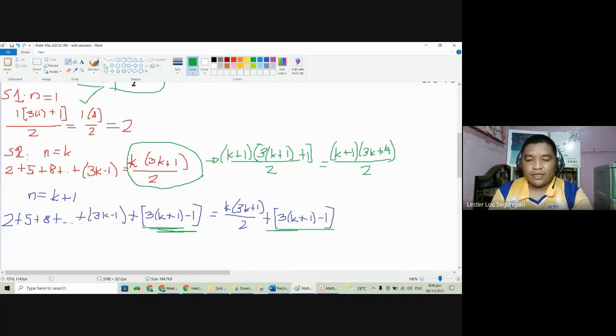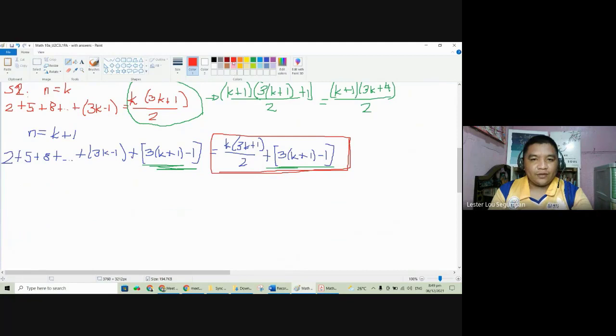3 times k is 3k. 3 times 1 is 3. Plus 1, you have 4. Now, this should be our endpoint. And what endpoint? If we are going to simplify this, this should be the endpoint. Okay, so let's show that for step 3.